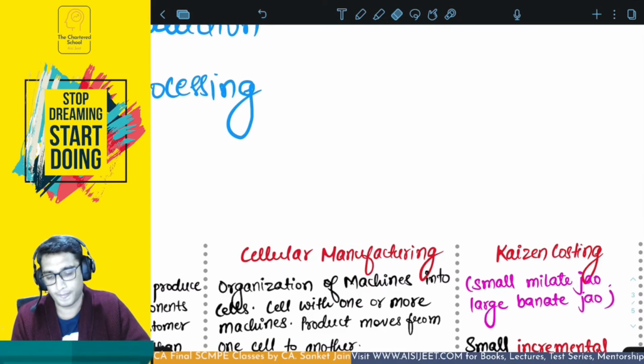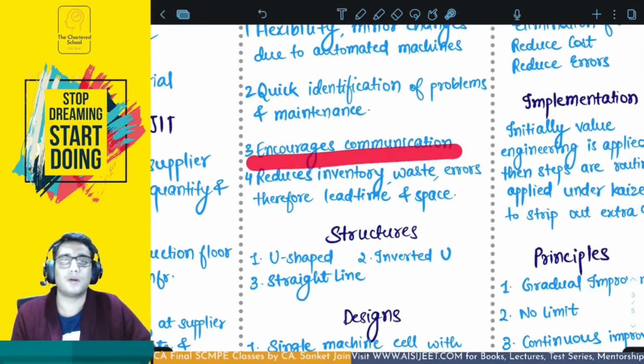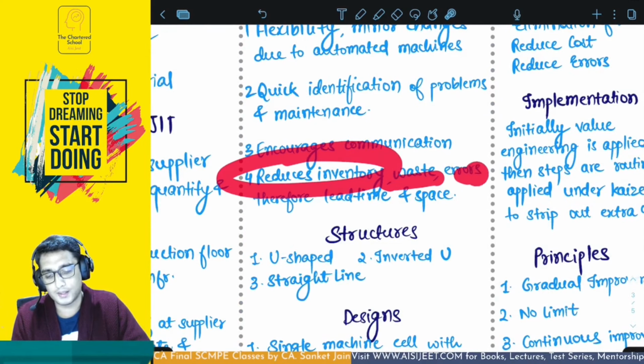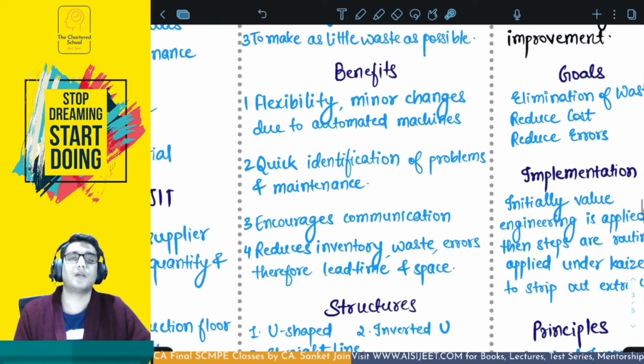Then the third point is it encourages communication between the cells, and the fourth point is it reduces inventory waste and errors, therefore lead time and space are also reduced. So these are the benefits of cellular manufacturing.